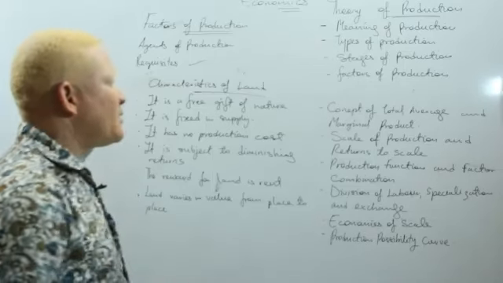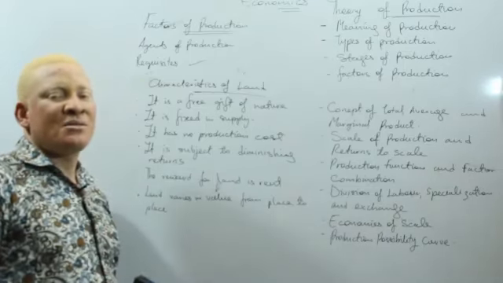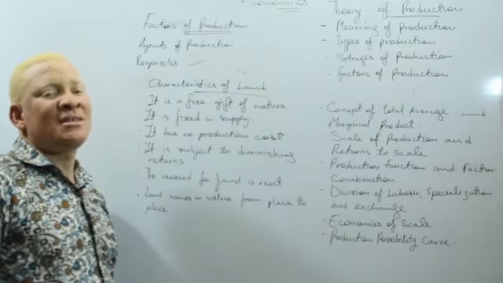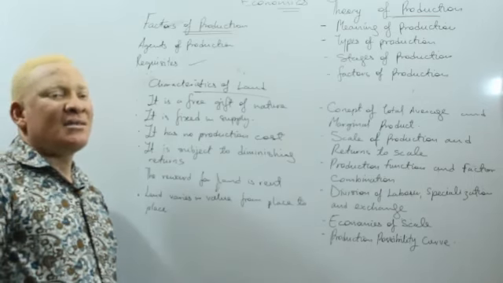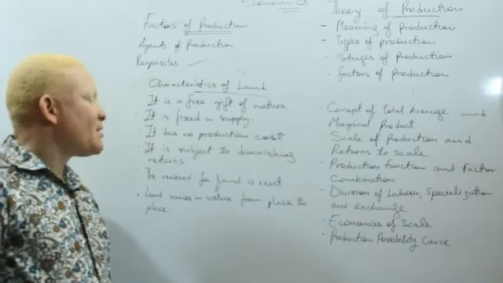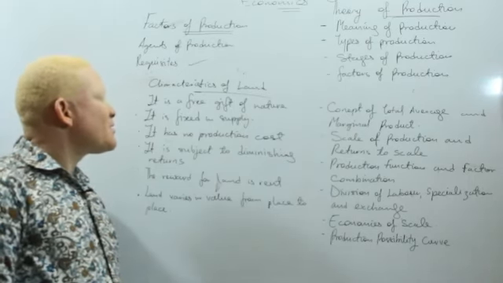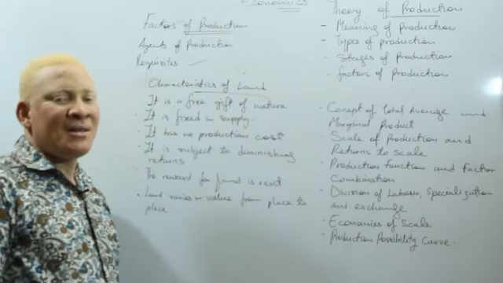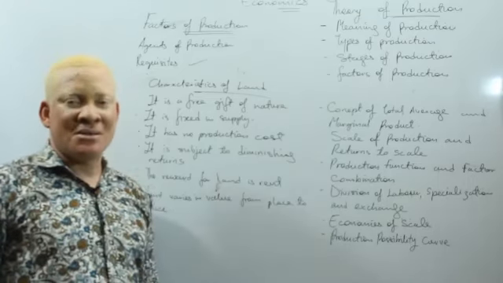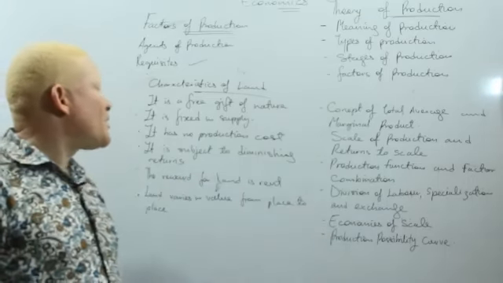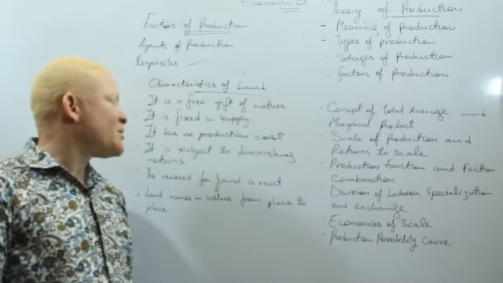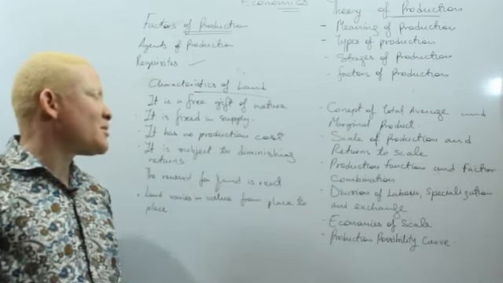And these are certain characteristics of things we would refer to as land. The first one is that it's a free gift of nature, which means that it is not man-made. And while it is not man-made, you pay nothing to bring it into existence. Then it is fixed in supply, meaning that the quantity of land cannot be increased nor decreased. Now, the third one, it has no production cost, which means that no one can produce it.